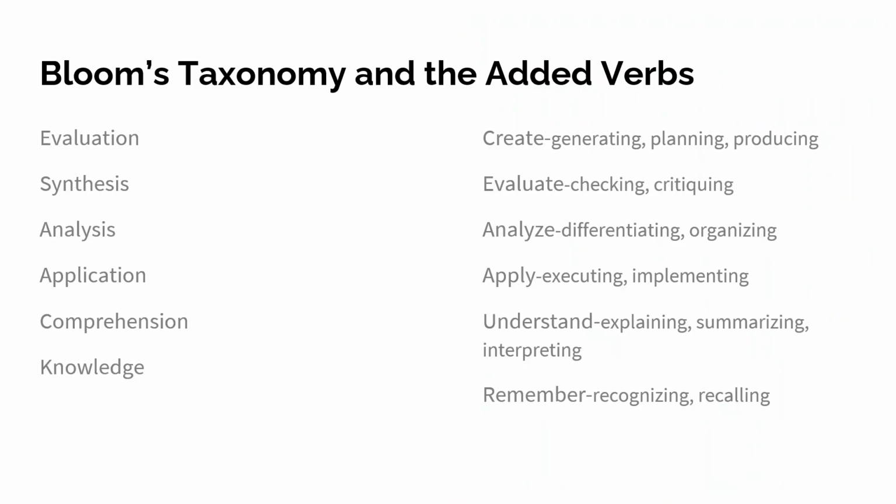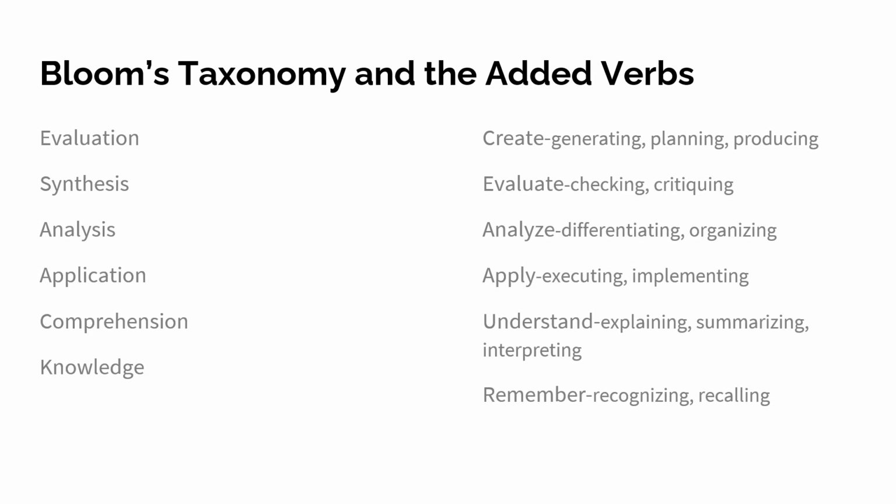Bloom's taxonomy and the added verbs. The original version of Bloom's taxonomy is on the left. Starting with knowledge, it moves to comprehension, application, analysis, synthesis, and evaluation. In the 2001 revision, knowledge became remember and comprehension became understand. You will note that synthesis and evaluation switched places within the hierarchy, and synthesis became create.